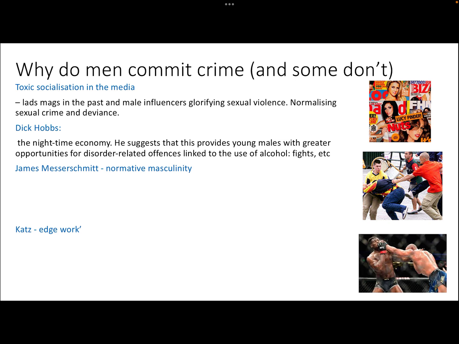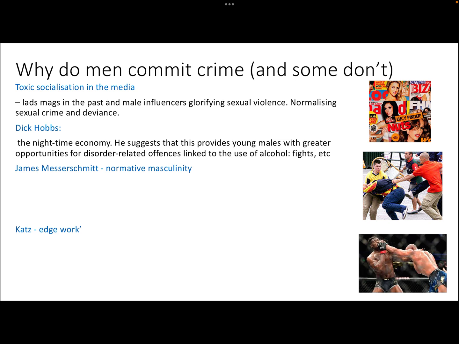For this topic, gender and crime, Dick Hobbs argued that the nighttime economy explains why young men are more likely to commit crime, because they're more likely to engage in the nighttime economy than women. There are many more opportunities for disorder-related offences to do with drunkenness or being on drugs. That can lead to fights, violence, vandalism, believing that you can jump over a car and perhaps landing on it and smashing in the window, those types of things.